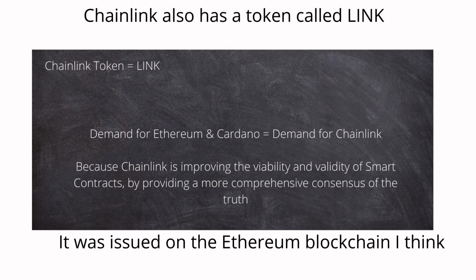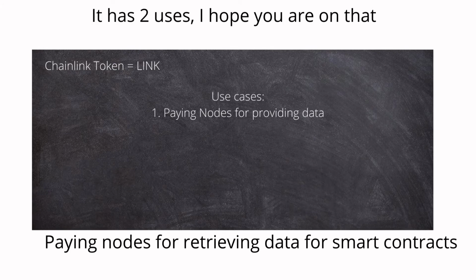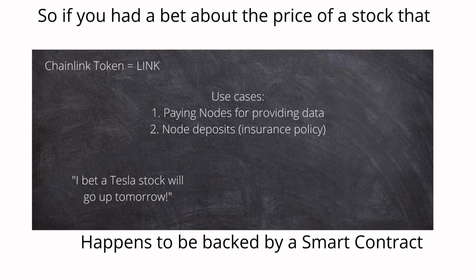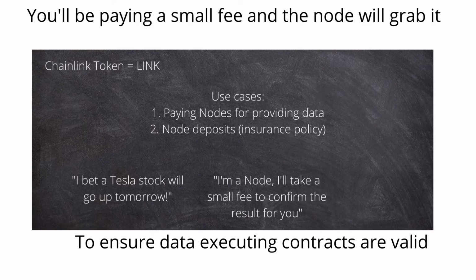Chainlink also has a token called Link. It was issued on the Ethereum blockchain, I think. It has two uses, I hope you are on that: paying nodes for retrieving data for smart contracts, and for deposits made by the nodes, as required by smart contract creators' code. So if you had a bet about the price of a stock that happens to be backed by a smart contract, you'll be paying a small fee and the node will grab it.